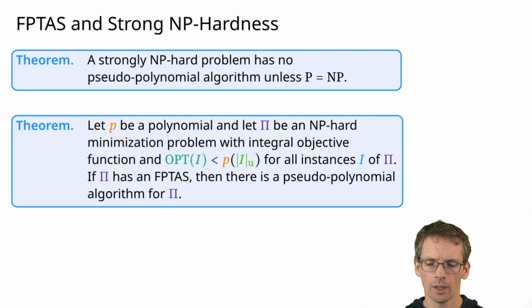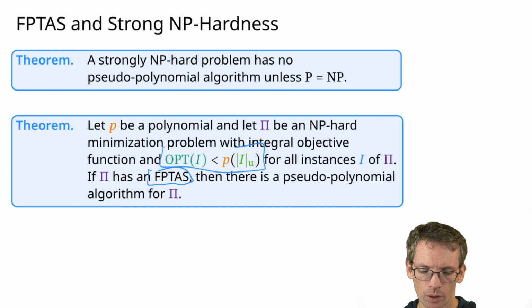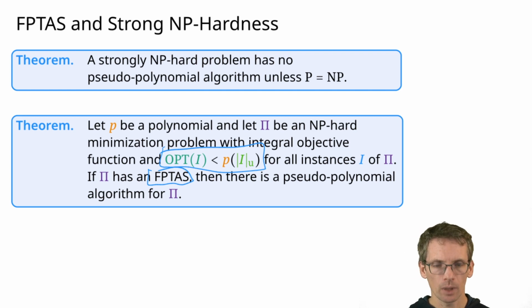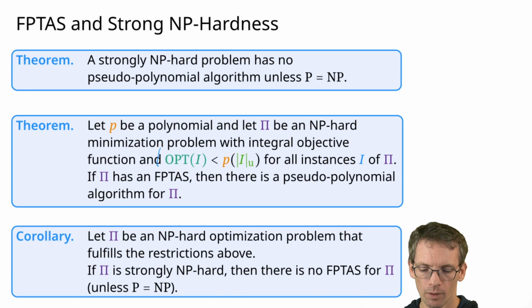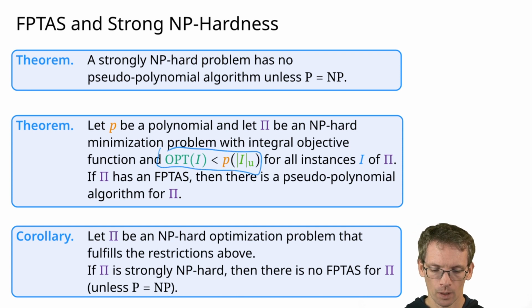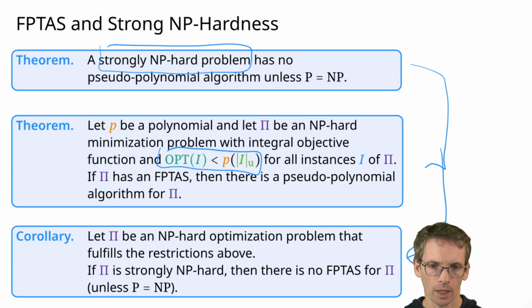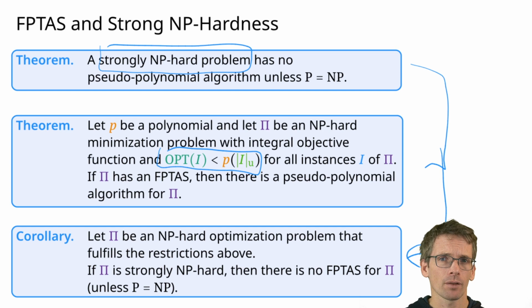So a strongly NP-hard problem does not have a pseudo-polynomial time algorithm. And we've now seen that having an FPTAS and this additional condition here implies that you have a pseudo-polynomial time algorithm. So in particular, this means that if we have a problem with this restriction here, and it is a strongly NP-hard problem, then I can conclude from those two theorems that it cannot have an FPTAS. Yeah, so the existence of an FPTAS implies that you cannot be strongly NP-hard. On the other hand, if you are strongly NP-hard, you will not have an FPTAS.